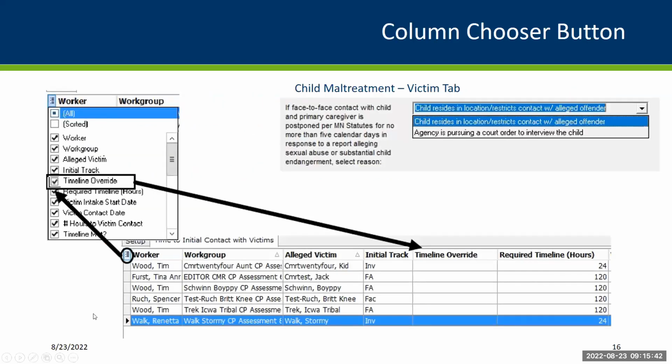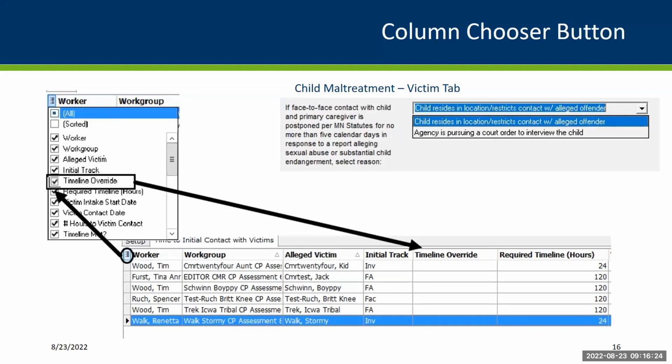Thank you. This slide shows a screenshot of the time to initial contact with victims grid, highlighting the timeline override option and how that column displays in the grid when selected. Remember, this is a grid type report, which means you can use the column chooser button, that tiny little button in the top left of the header row. You can see I have it circled there on the screenshot. You can use that to add or remove various columns, including this new column called timeline override. It's available to add to the grid view.